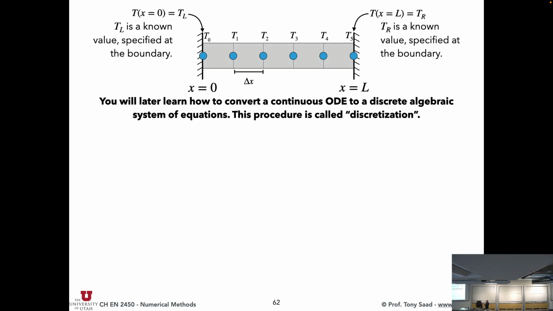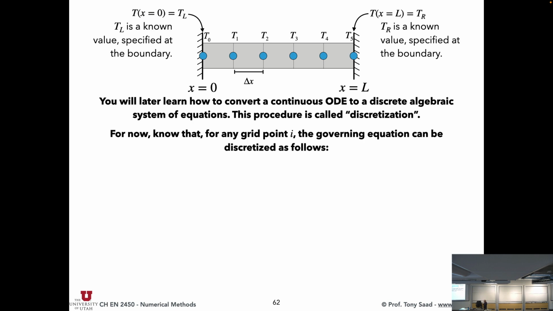Next, you will later learn how to convert a continuous ODE to a discrete algebraic system of equations. That will be the last chapter in this course, because we need to build up all that knowledge. We need to do linear systems, nonlinear systems, and finite differences to get to that point. The process of converting a continuous ODE to a discrete version of it is called discretization. It comes from the word discrete. So we learned mesh or grid, and discretization.